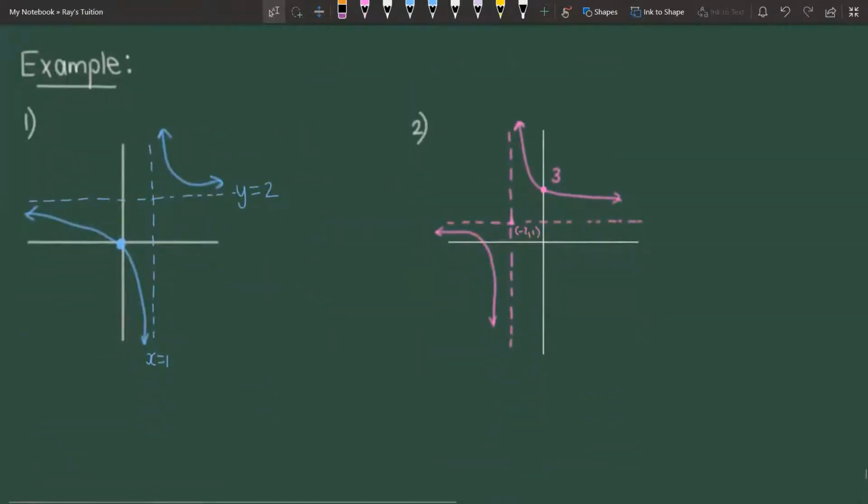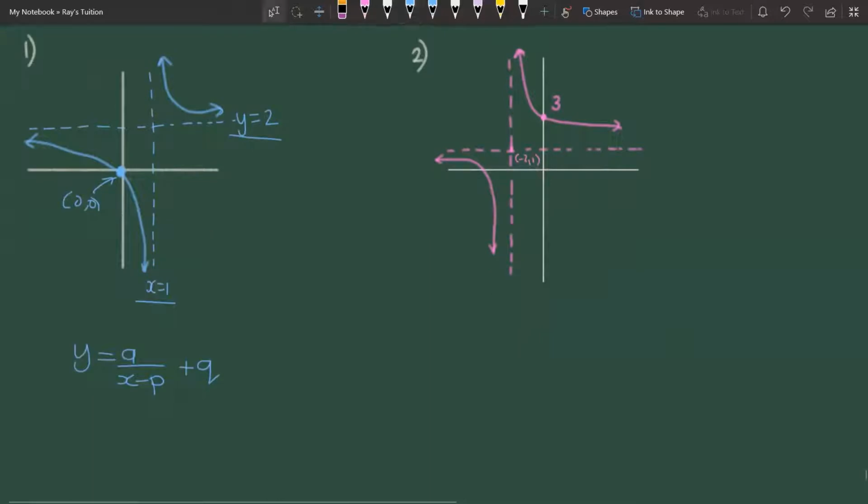The first example over here, we have this drawing. We clearly have that the asymptotes have been given to us, y is equal to 2 and x is equal to 1. And also we have that it goes through the origin (0, 0). Because y equals 2 and x equals 1 are the asymptotes, our equation is y is equal to a over x minus p plus q. So you should know the place of the asymptotes in the equation. The x asymptote goes by p and the y asymptote goes by q. So we're left with y is equal to a over x minus 1 plus 2.